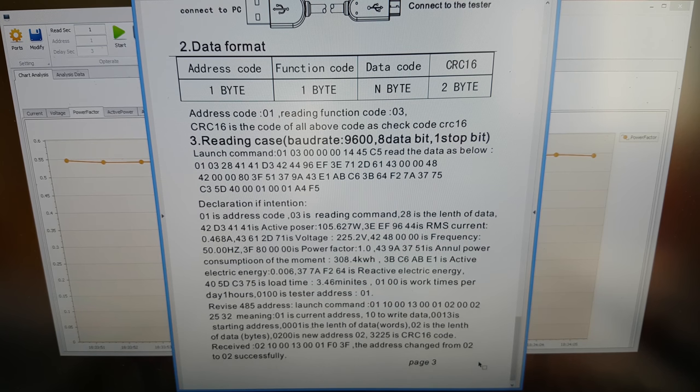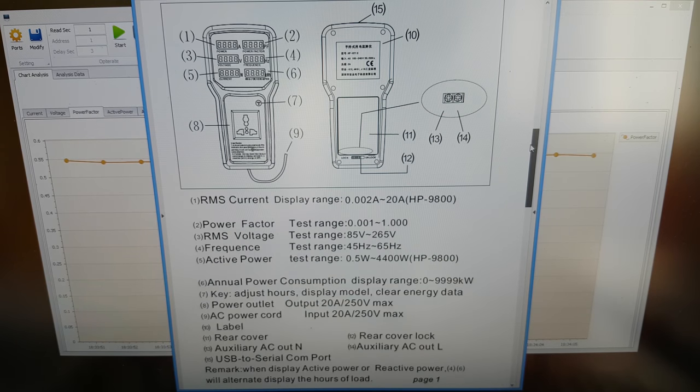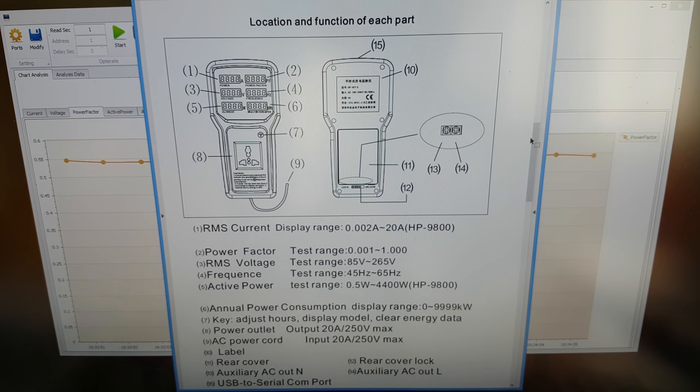I wonder how fast you can sample it then, given the baud rate's 9600. Is 1 second the highest sample rate? I don't know. Maybe it could be much, much higher in that instance, and you could do an average. Whether it's averaging internally, I don't know. Anyway, that is the Hopi 9800 power monitor. Could be a solution for your replication needs.